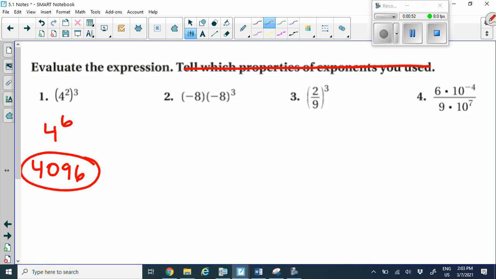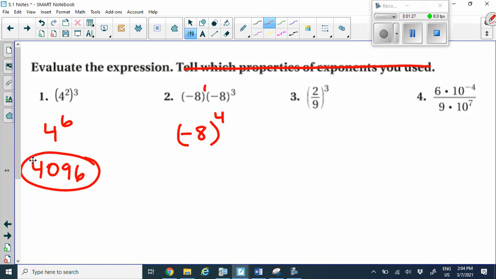Okay, let's look at number 2. I have negative 8 times negative 8 to the third. Now, notice that both have the same base. Now, the first negative 8 actually has an exponent of 1, and the other negative 8 has an exponent of 3. Now, be careful here. We're not going to multiply negative 8 and negative 8 to give us 64. Instead, we keep the base exactly the same, so negative 8. And what we do, because we're multiplying and we have the same base, I'm going to go ahead and add my exponent. So I have negative 8 to the fourth power, because I do 1 plus 3.